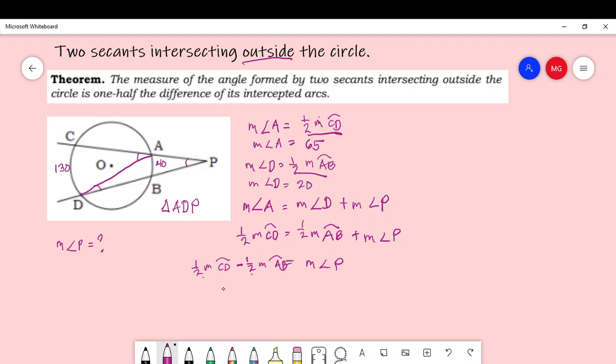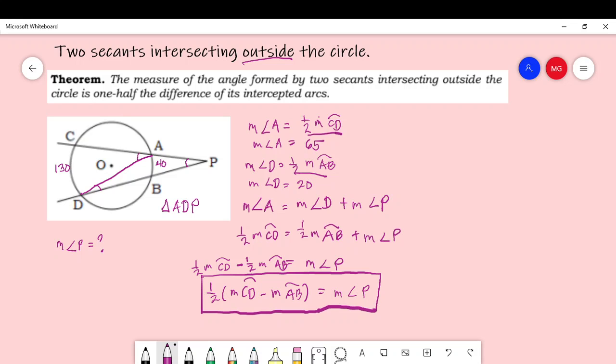Since there is a common factor, i-factor out natin. So that's 1/2 the measure of arc CD minus the measure of arc AB. This is equal to the measure of angle P. Okay. So, will this formula work? Yes. Okay, try natin. Lagyan natin ng label to. So, this is 20. This one is 65. Okay, sabi natin, yung exterior angle ay equal sa sum ng two remote interior angles.